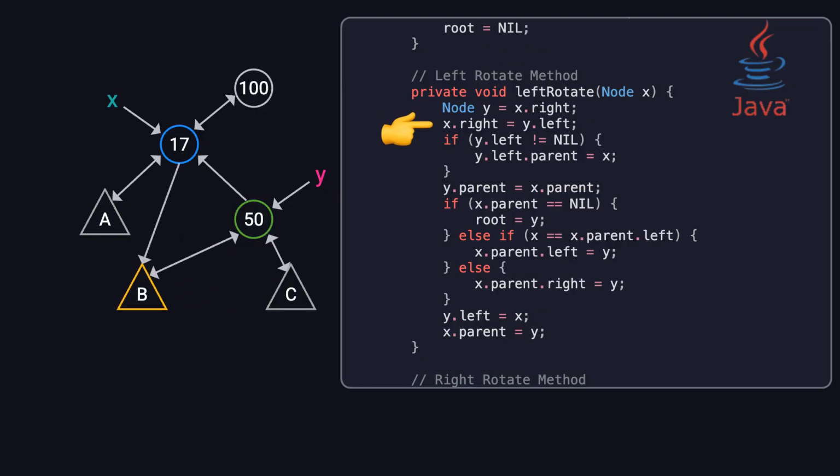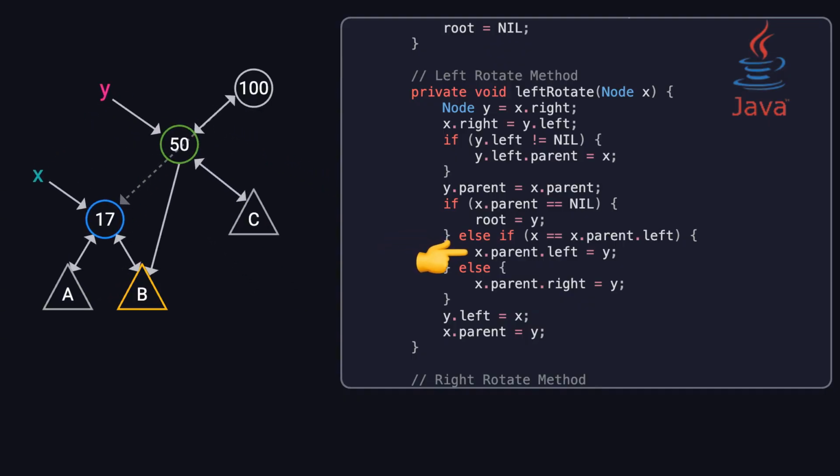Next, we make 50's left child, B, the right child of node 17. This keeps the binary search tree property intact. Then, if B is not nil, we update B's parent to point to x, which is node 17. After that, we update 50's parent to point to node 17's parent. Then, if node 17 is the root, then y becomes the new root. Otherwise, based on whether node 17 is the left or right child of its parent, we update the parent's left or right child to point to 50. In this case, since node 17 is the left child of 100, node 50 moves up and becomes 100's left child. Finally, we make node 17 the left child of node 50 and update node 17's parent to point to 50.